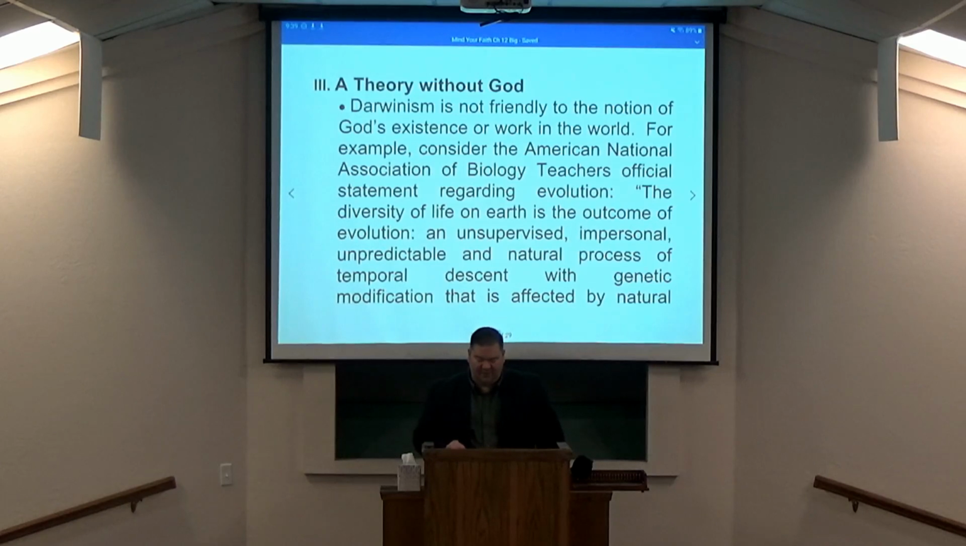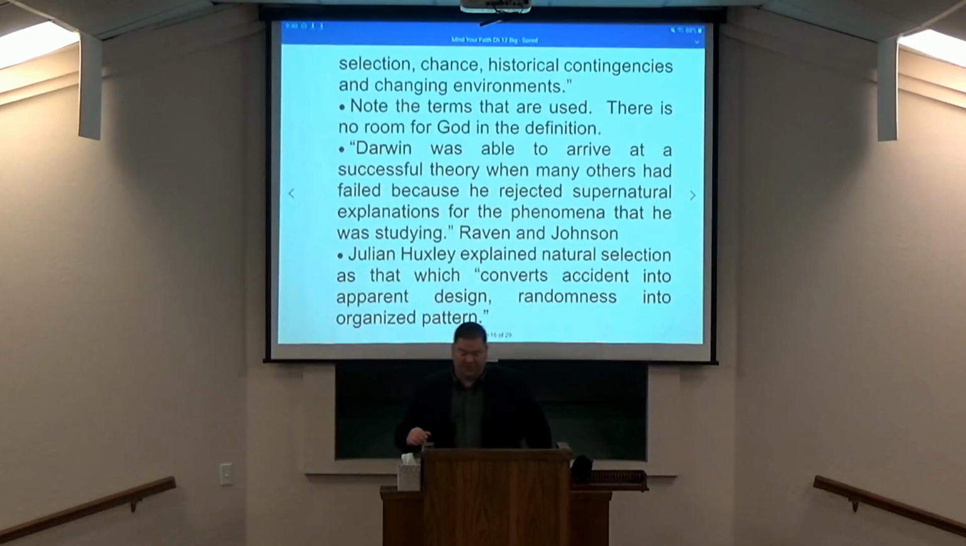The diversity of life on Earth is the outcome of evolution, an unsupervised, impersonal, unpredictable, and natural process of temporal descent. By temporal descent, what do they mean? Over the course of millions of years. Okay, temporal, dealing with time. Descent, meaning lineage or changing in time, with genetic modification that is affected by natural selection, chance, historical contingencies, and changing environments.